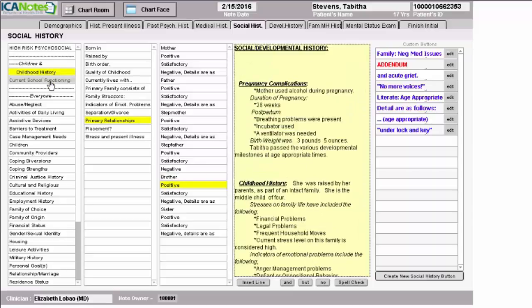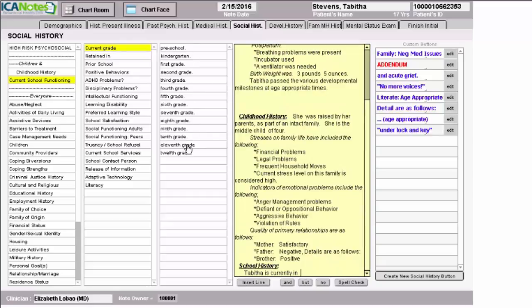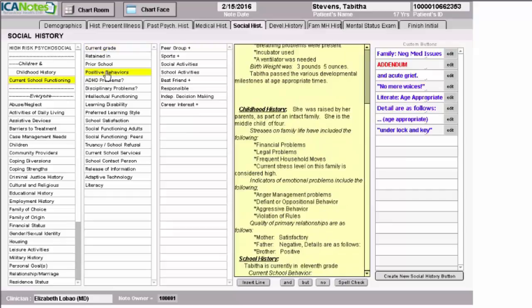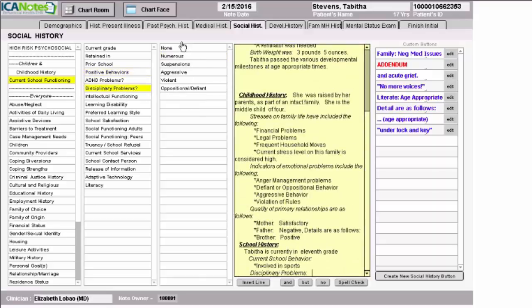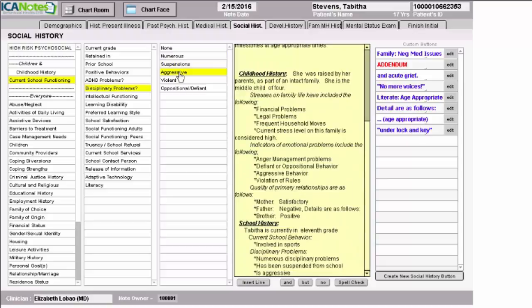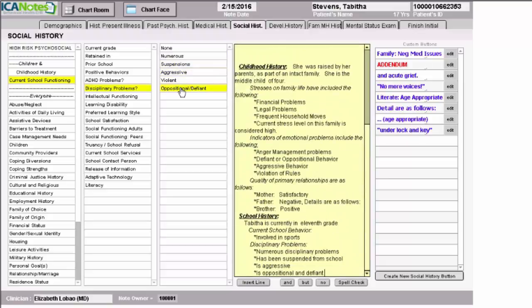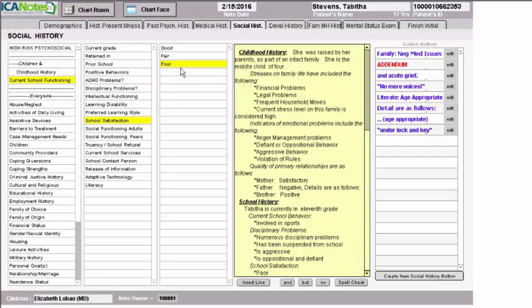We can also go in and look at her school functioning. What grade is she in? I'm going to say she's in the 11th grade. What positive behaviors does she have in school? I'm going to say that she does like to participate in sports. Does she have disciplinary problems? I'm going to say yes, numerous, including suspensions and aggressive behavior, oppositional and defiant behaviors. What does she say about school satisfaction? She says she's not happy at school.